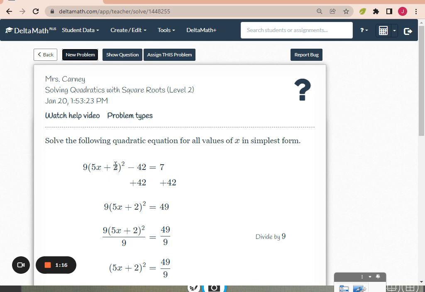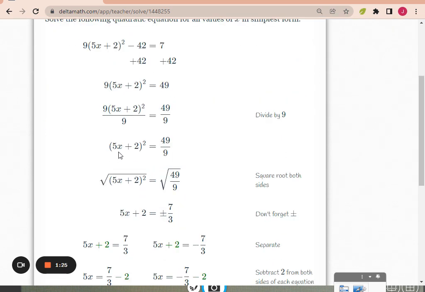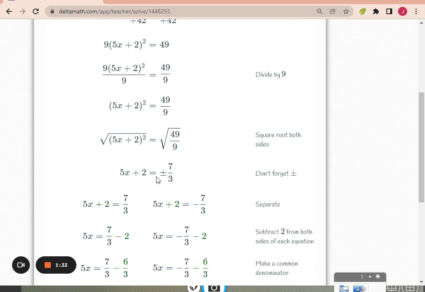Okay. Now, what's different about these problems, we didn't see one exactly like this. You would add the 42, got it? Then you would divide by 9. That's not new. What's different is there's a 5 with the x. We didn't see those. Do you agree with that? So normally you just have the x plus 2, you take the square root. So still, same thing. Take the square root. We get a little plus or minus here, okay?